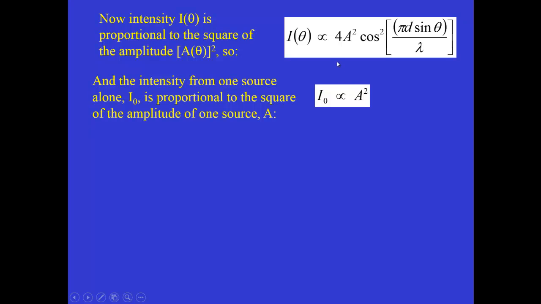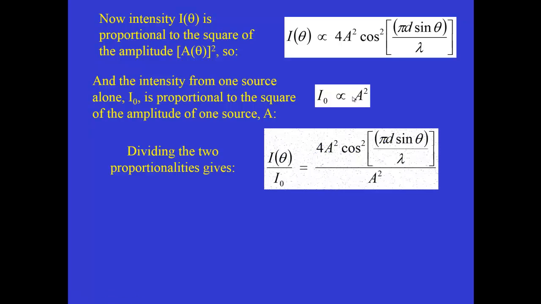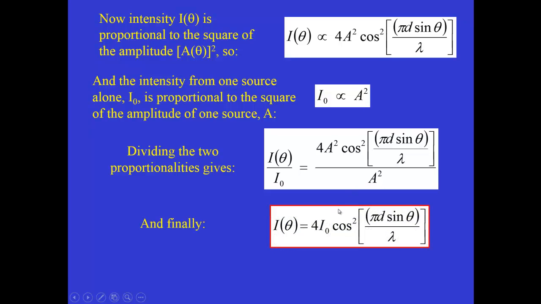So whatever the proportionality constant is, since it's the same in those two equations, we can just divide them by each other, which cancels out the proportionality constant. So I at position theta divided by I0 is equal to this term up here, the 4a squared cosine squared term, divided by a squared. Finally the a squareds drop out, and we're left with a very simple answer for the intensity of light at a position on the screen given by the angle theta. We can see that this intensity is made up of a term out in front, which, notice, is 4 times the intensity of a single source.